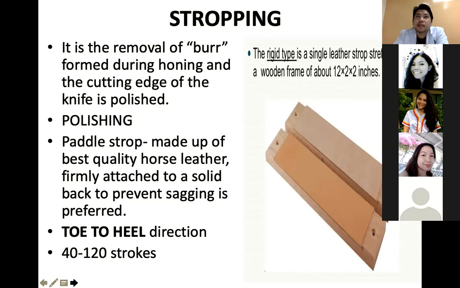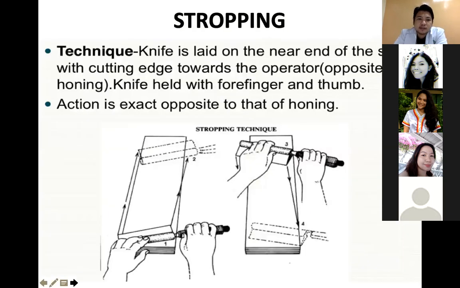If you have ever seen those mga barbershop, class, di ba, they usually clean their blades using leather. Okay, so that's stropping. Okay, so stropping is the opposite of honing in the position. Okay, so it is toe to heel direction, but it's usually 40 to 120 strokes. Okay, so the technique: the knife is laid on the near end of the strap with the cutting edge towards the operator.